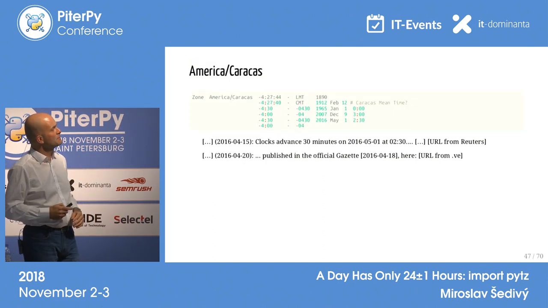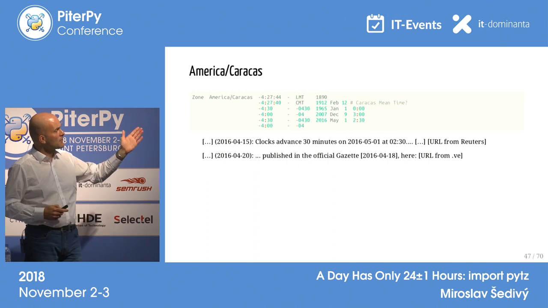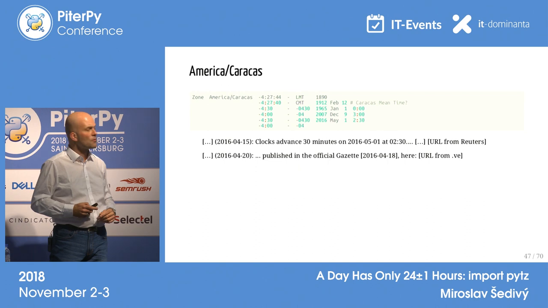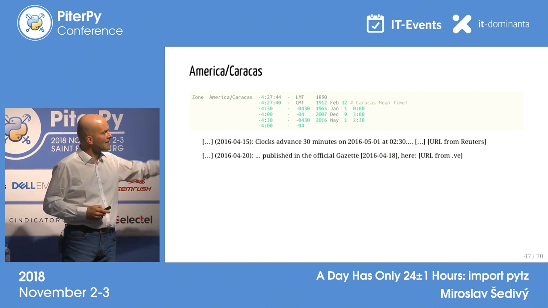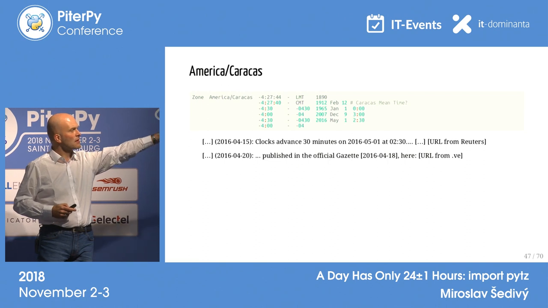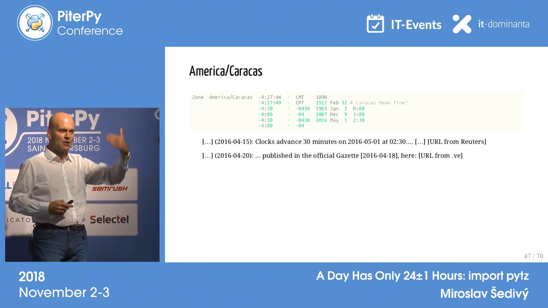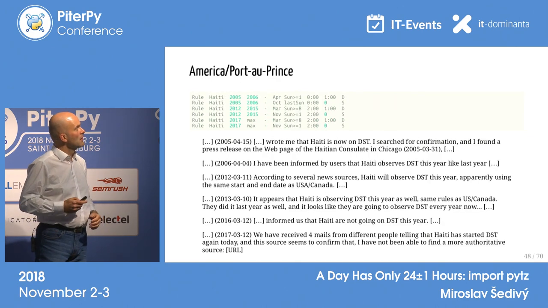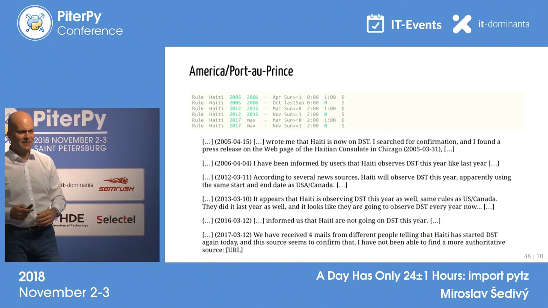Caracas, Venezuela. They will advance by 30 minutes on the 1st of May, announced 2 weeks before. And then the second news is published in the official Gazette, so someone has to follow the official newspapers, in Spanish in this case.